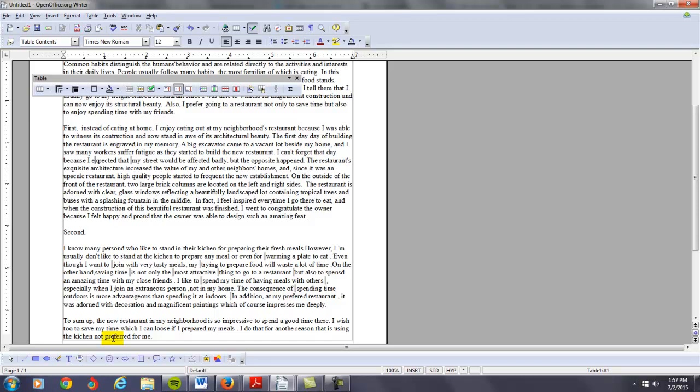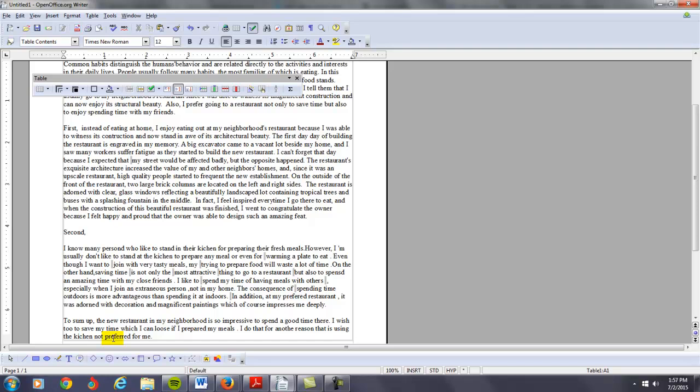I can't forget that day because I expected that my street would be affected badly, but the opposite happened. The restaurant's exquisite architecture increased the value of my and other neighbors' homes. And since it was an upscale restaurant, high quality people started to frequent the new establishment.